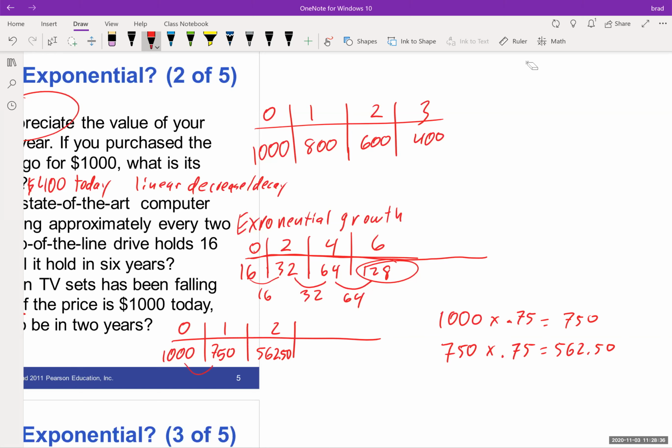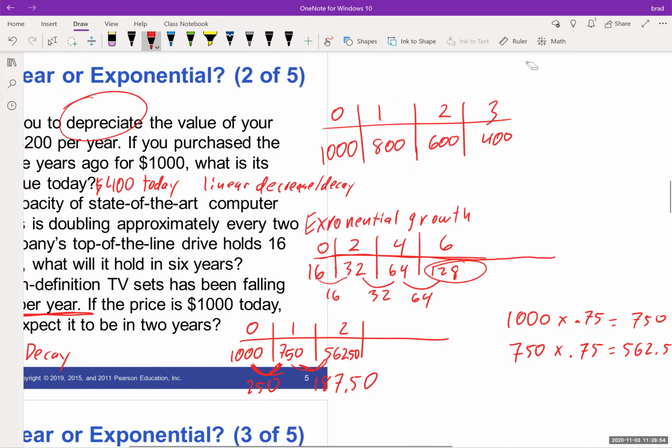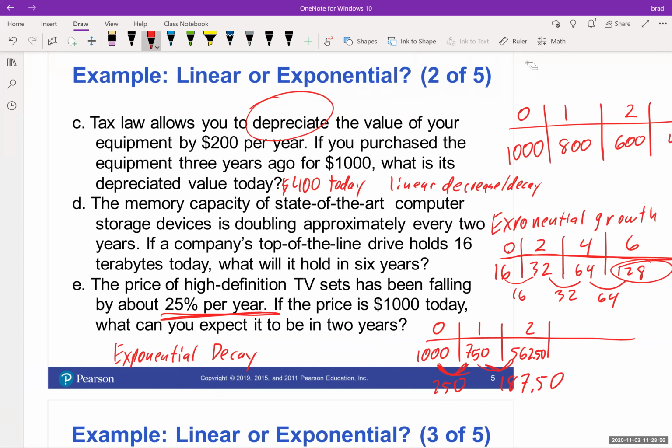Now here's the thing. Once again, we look, how much is it changing by? Well, it changed by 250 here, but from here to here, if we do 750 minus, we get 187.50. So it's not changing by the same amount each year. Now it's changing by the same percentage, but not the same value amount. So this is definitely exponential decay, and we would expect it to be worth $562.50.